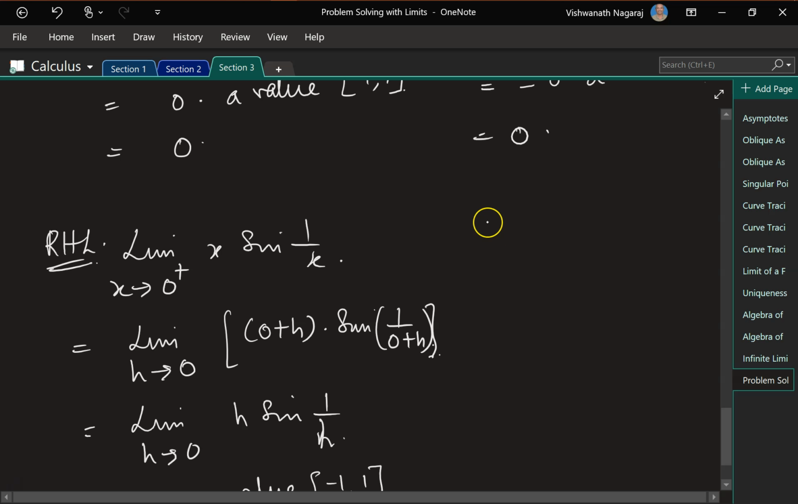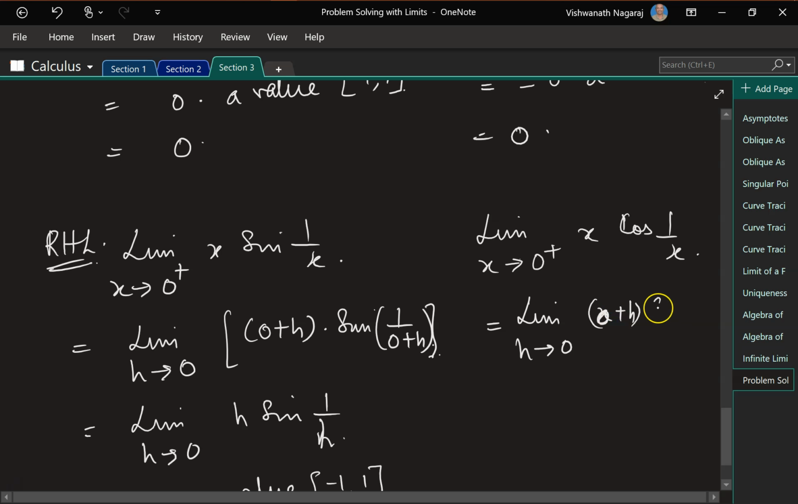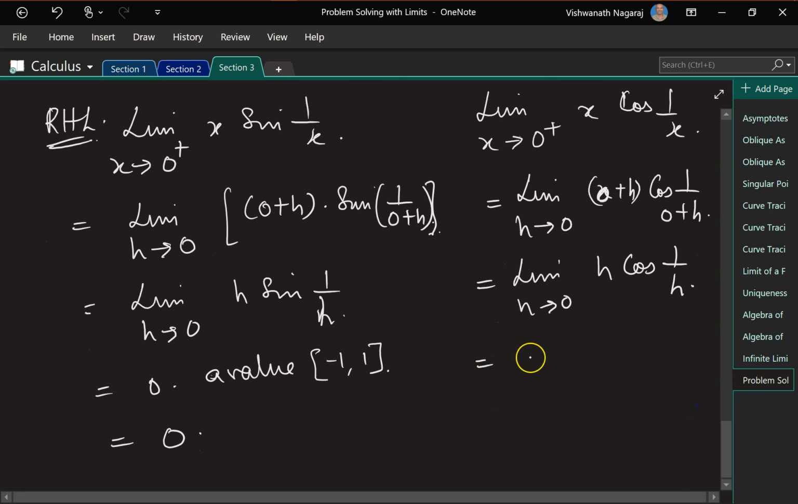And if you notice, when you do this, you will see that this is also the same for x cos 1 by x from the positive side. So limit as h approaches 0 of 0 plus h cos 1 by 0 plus h, which is equal to limit as h approaches 0 of h cos 1 by h, which is equal to 0 times a value between minus 1 and 1, which is equal to 0.